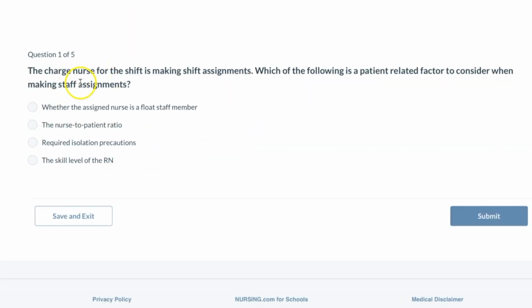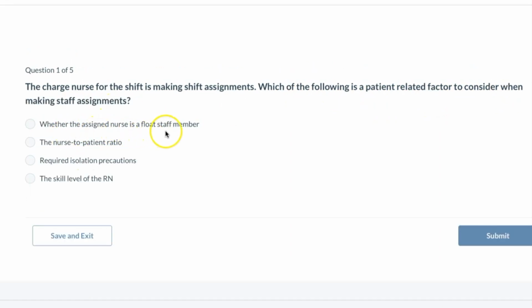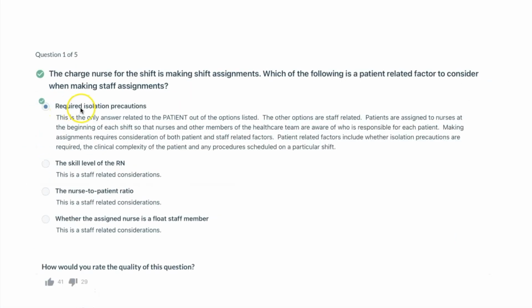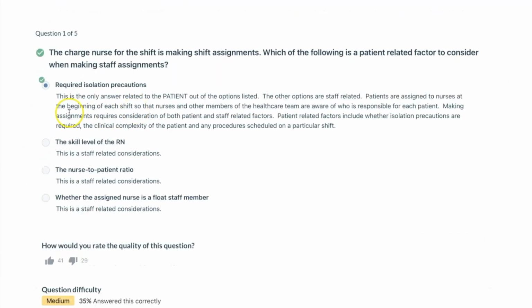The charge nurse for the shift is making shift assignments. Which of the following is a patient-related factor to consider when making staff assignments? Whether the assigned nurse is a float staff member, the nurse-to-patient ratio, required isolation precautions, the skill level of the RN. The patient-related factor when making staff assignments is required isolation precautions. This is the only answer related to the patient out of the options list. The other options are staff related.